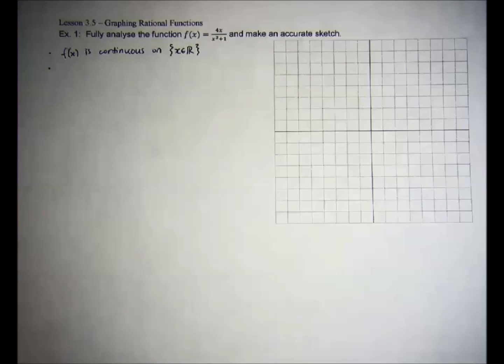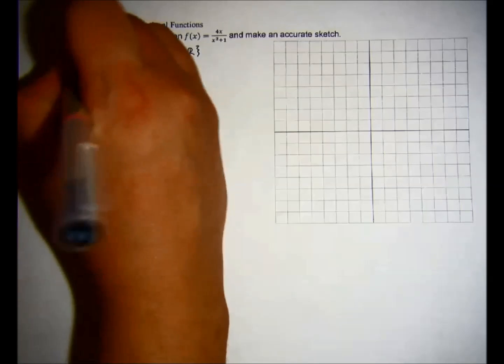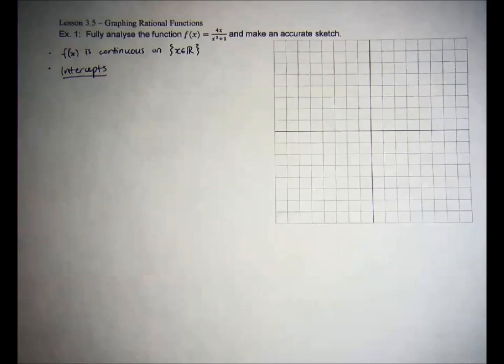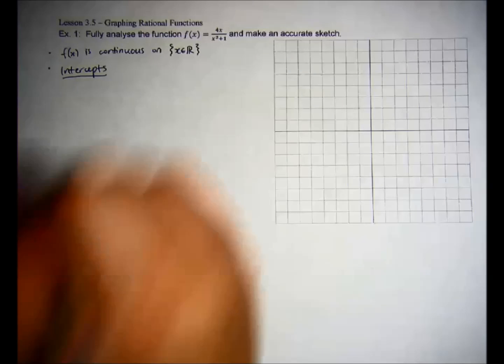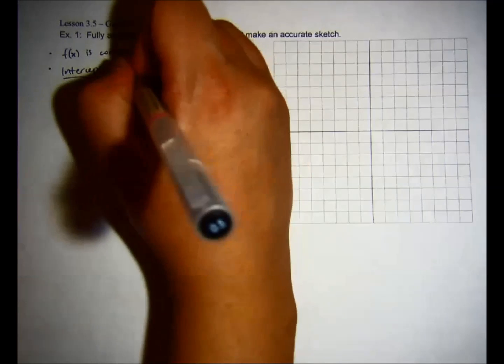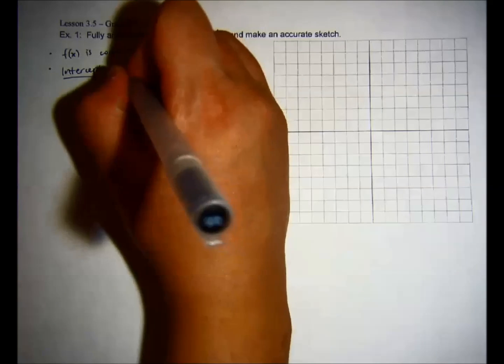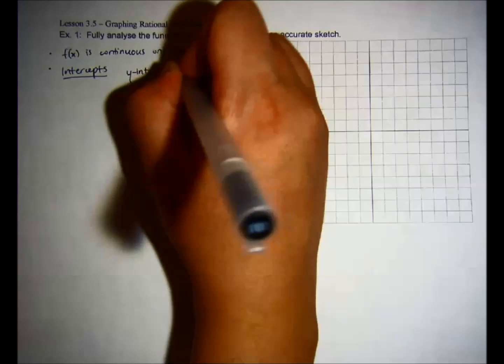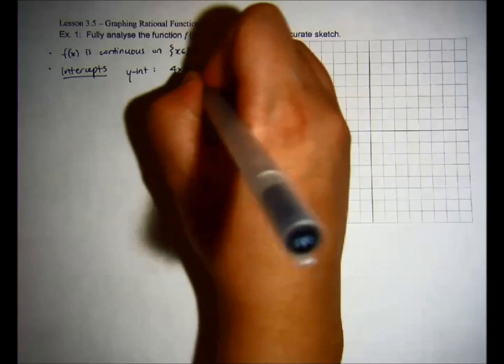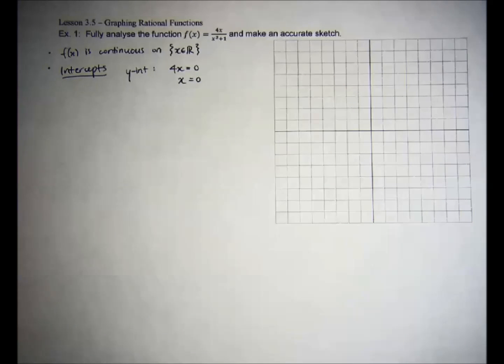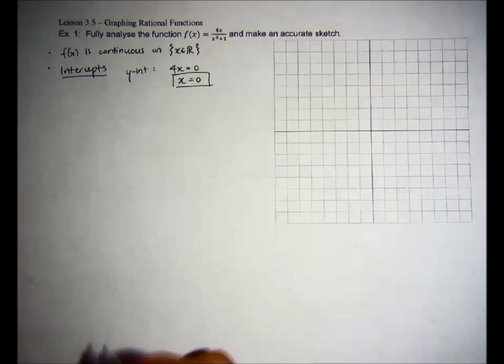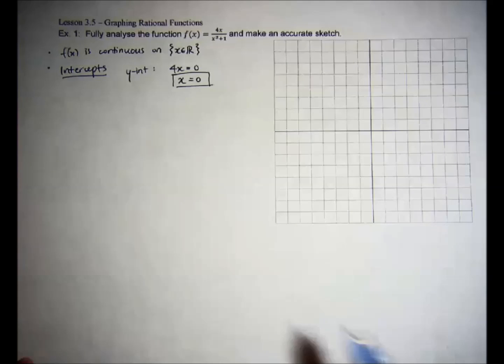Now the second point is we should figure out any intercepts. To figure out any intercepts, we need to set our f of x equal to 0. And when we do that, that's really making the numerator equal to 0. So we want 4x to equal 0, which means that x is equal to 0. And if this is the case, then it turns out that this is the only x-intercept as well. Or sorry, the x and y-intercept.